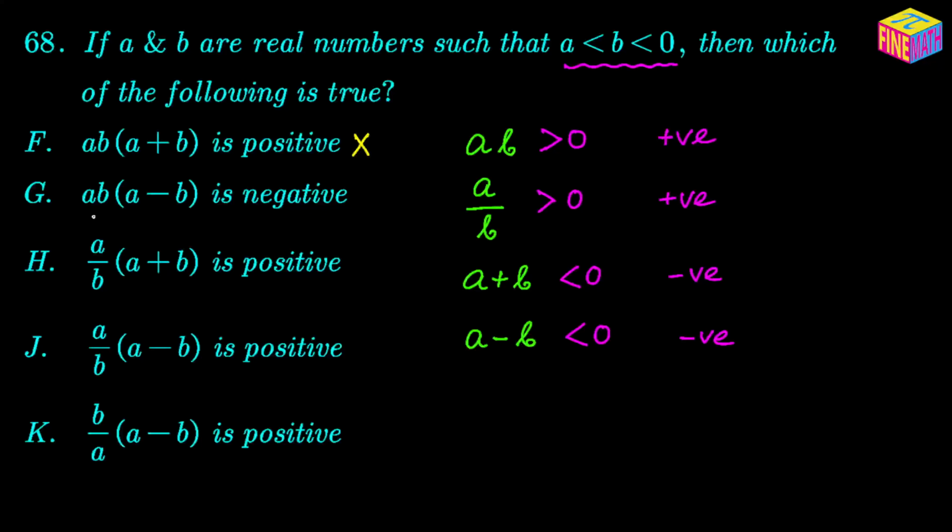Now let's look at the second option, which is AB times A minus B. Now what is AB? Well, AB is actually positive and A minus B is actually negative. So AB times A minus B is negative. That seems like a true statement because AB is positive and A minus B is negative. So this is actually looking like true. And you are pretty much done at this point.